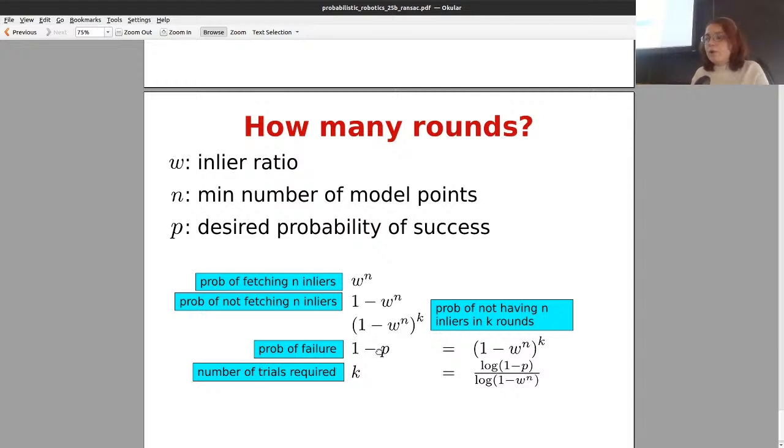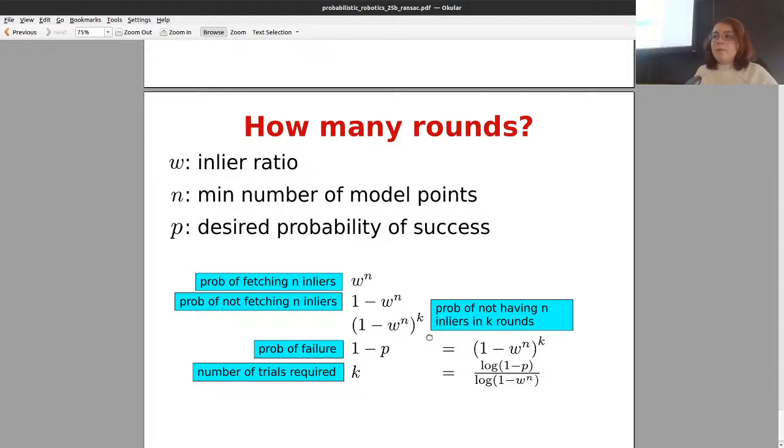But now, given w as an inlier ratio and n as a minimal number of points, the probability of getting, in k rounds, all samples where we have at least one outlier is (1 - w^n)^k. So the probability of failure, which means the probability of having at least one outlier in all rounds up to the kth one, is (1 - w^n)^k. By inverting this formula, you get the number of trials that you need in order to be sure that you have a set of samples which are all inliers.